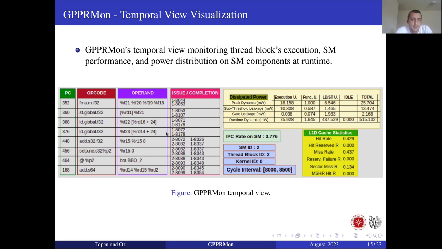The IPC rate within this SM is 3.7 here, and this is the L1 data cache statistics of this SM. This is not an average L1 data cache statistic. This just represents the L1 data cache access statistic for this second SM. This is the cycle interval that shows the issue and completions. For example, this cycle interval shows the execution of 500 cycles, and inside these 500 cycles, these instructions are issued and completed.